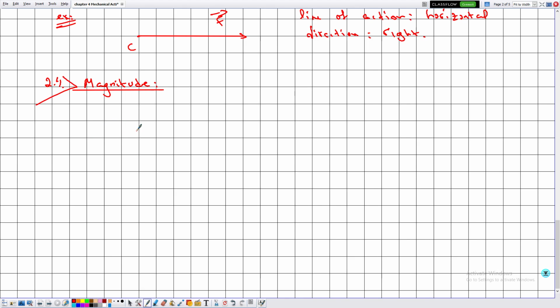So what do we mean by the magnitude? Simply the magnitude is just to represent the strength of the force, and let me say the magnitude of the force gives us information of how strong the force is.